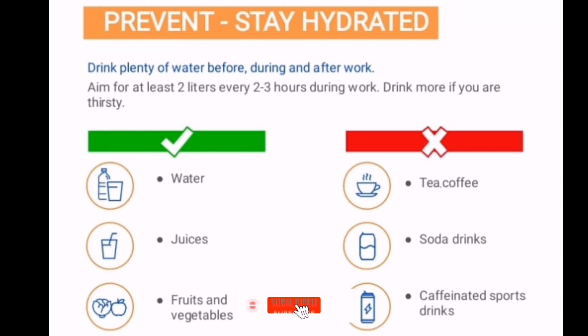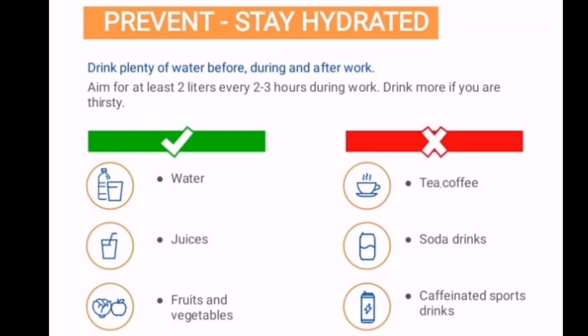After this, we will discuss how we can prevent heat stress. The one and only logic: stay hydrated. Maintain the required water level of your body. Drink plenty of water before, during and after work. Aim for at least 2 liters of water every 2 or 3 hours during your work. Drink more even if you are not thirsty. You have to set regular intervals to drink water. Don't wait until you are thirsty.